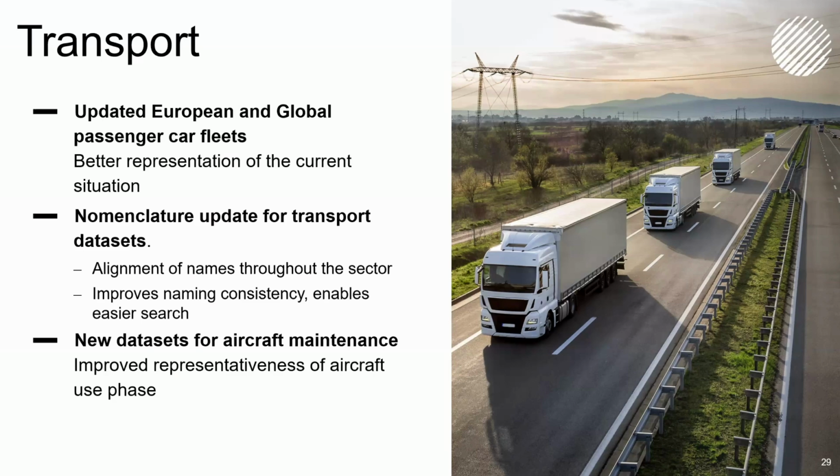Another update concerns the activity names of datasets that model transport. What we did for version 3.11 is we harmonized the way activities and exchanges are named throughout the whole sector. In this way, we have reduced inconsistencies that existed between different means of transport, and we have now ensured that the same structure is followed for all names. And so this concerns both activities and exchanges. And hopefully this should make it easier for users to search for transport datasets.